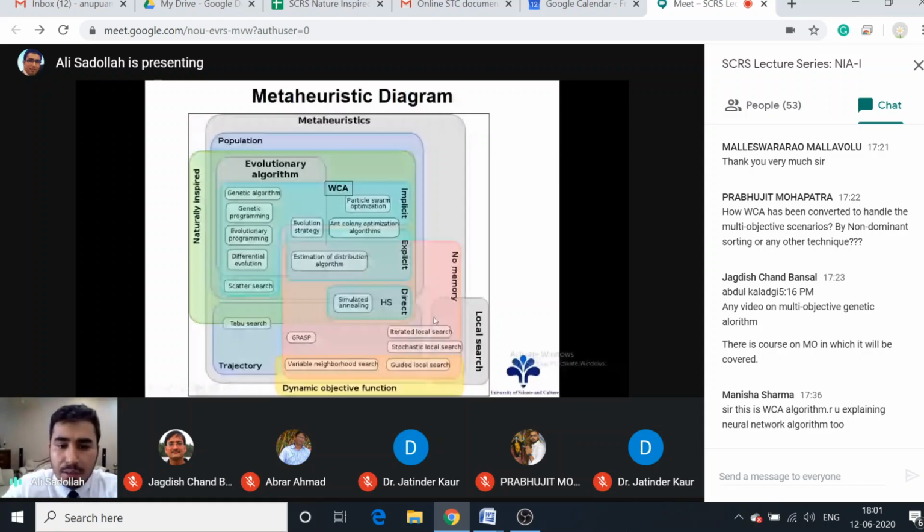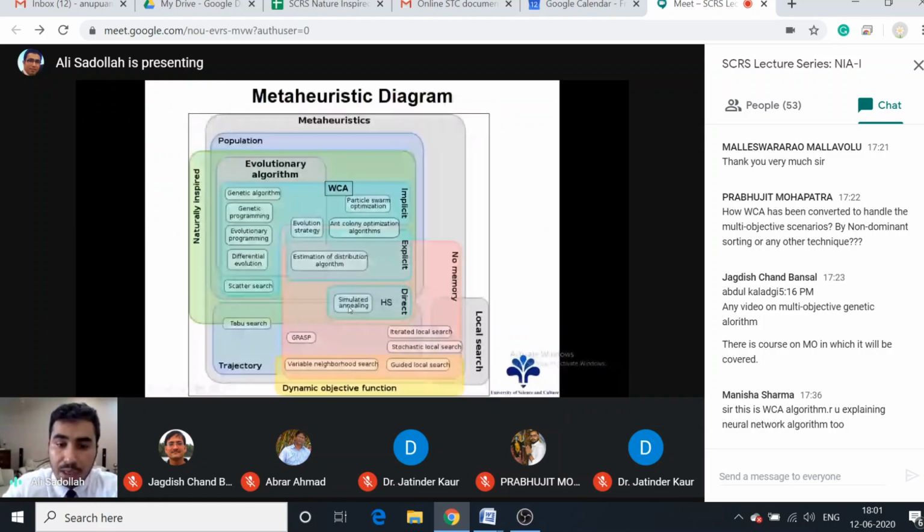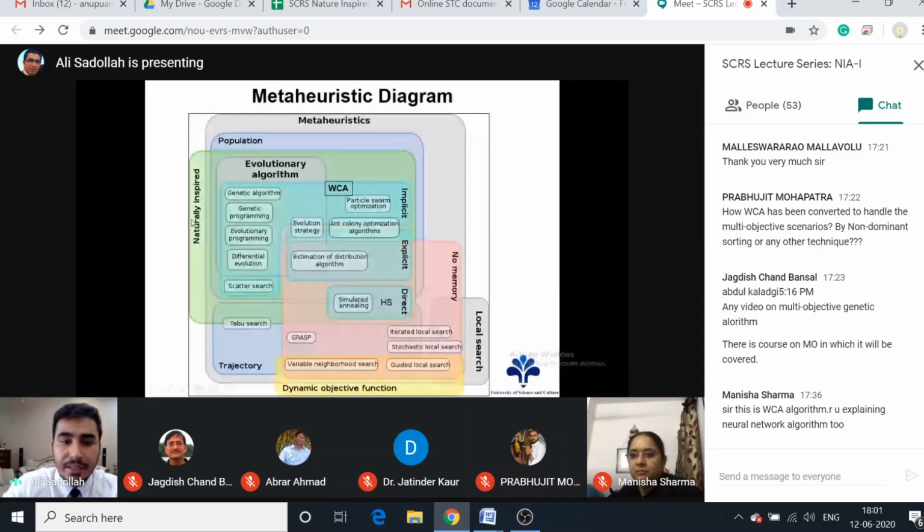And for example, where is simulated annealing? Here. Simulated annealing is a trajectory optimization method that can be served as a population-based optimization algorithm, like with multiple points, with no memory, and is still a meta-heuristic. So it's a kind of category. WCA is here. WCA can be located in this area as a population-based, nature-inspired meta-heuristic, and as a kind of implicit version, like PSO, which is here.